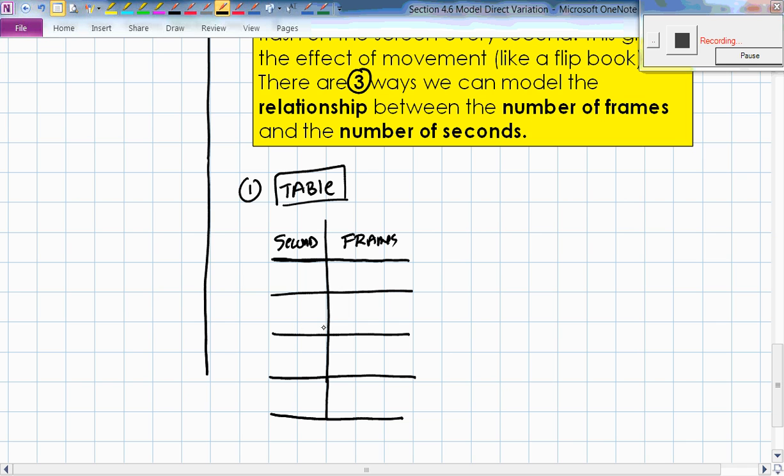All right, so let me ask you a question. After 0 seconds of watching the film, how many frames have you seen? You've seen 0, right? Okay, good. After 1 second, how many frames have you seen? You've seen 24, right? After 2 seconds, how many frames have you seen? You've seen 48, right? And after 3 seconds, how many frames have you seen? If I add another 24, how much would that be? 72, right? Okay, 72. And the list goes on and on and on, right? After all, we're just talking about seconds. So that's the first way. The second way is we can use direct variation.